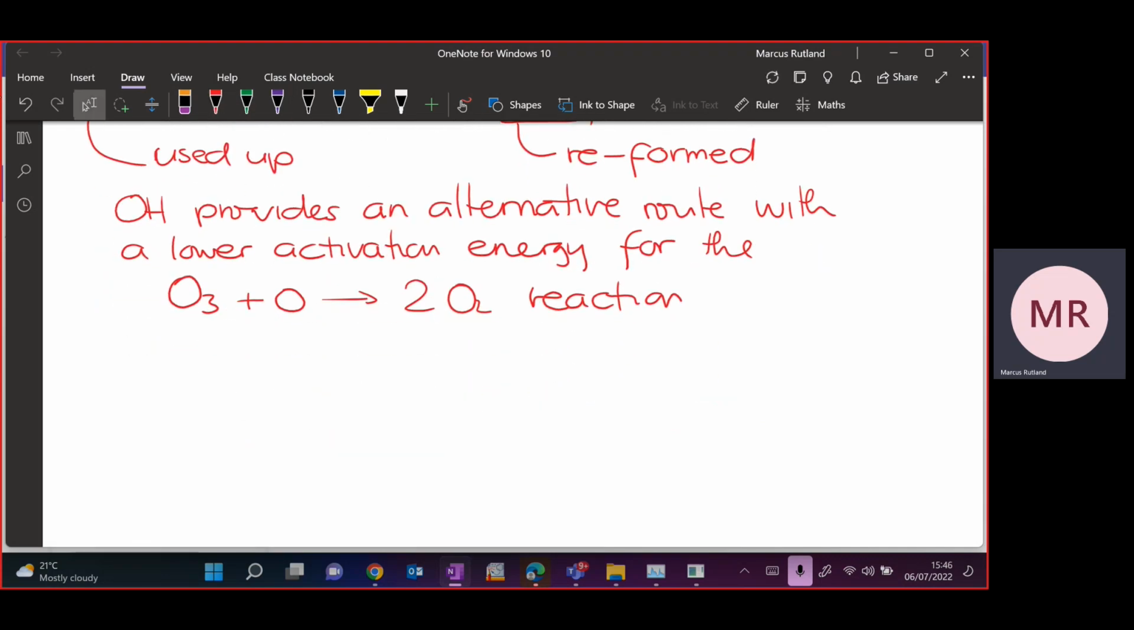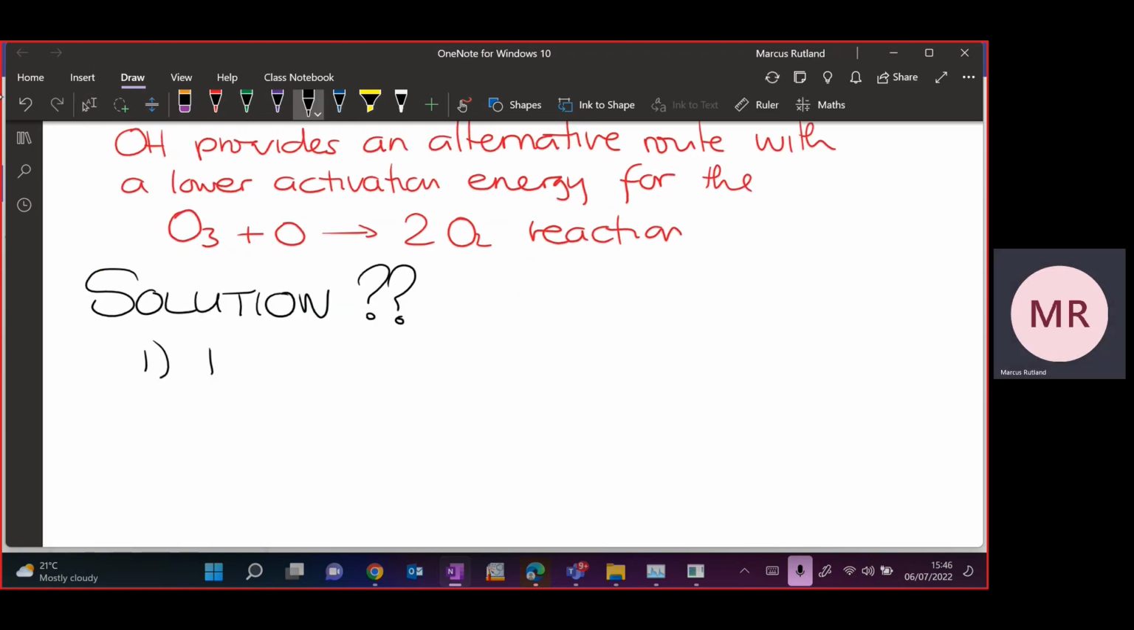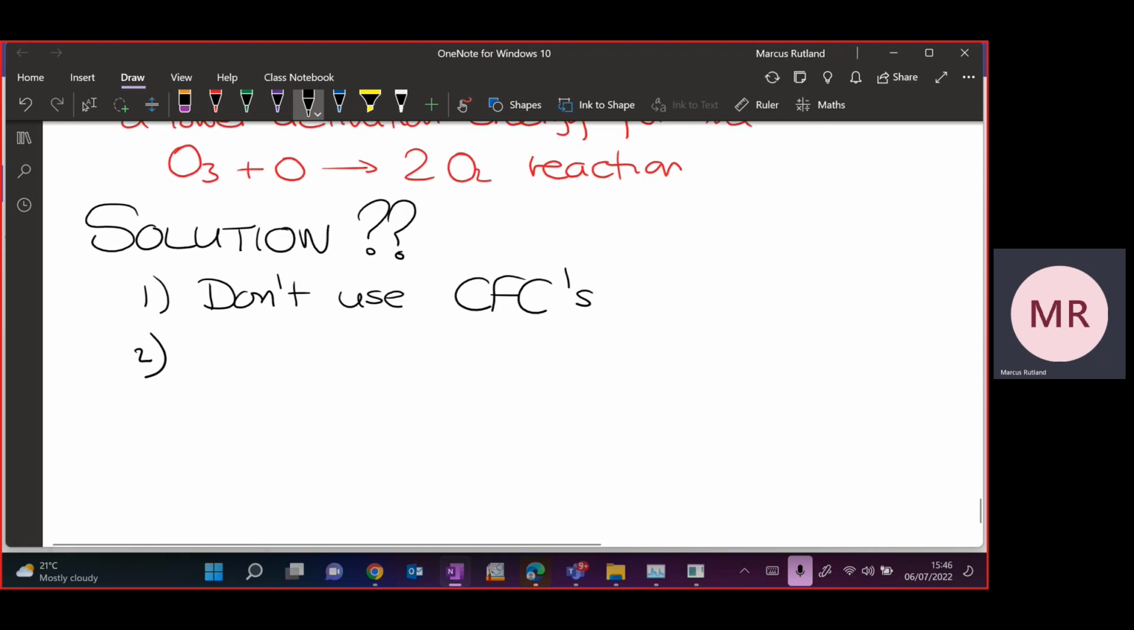Okay. Finally, you don't need to say much about this, but the solution to the problem. Number one, don't use CFCs. Of course, that would just mean, don't have fridges, don't have aerosols, and humans like those things. So instead, replace them with alternatives.